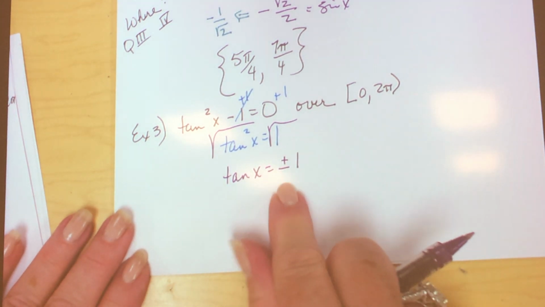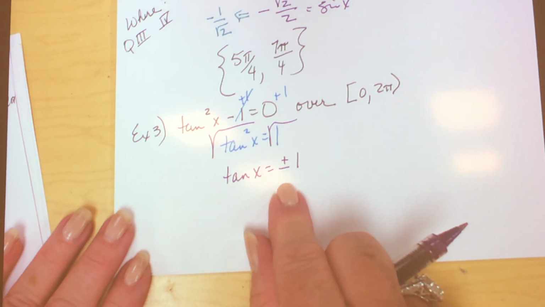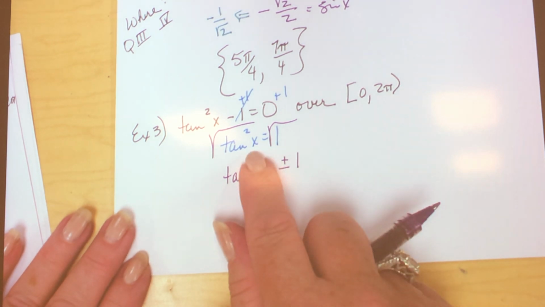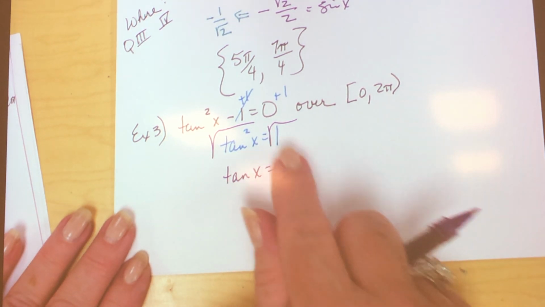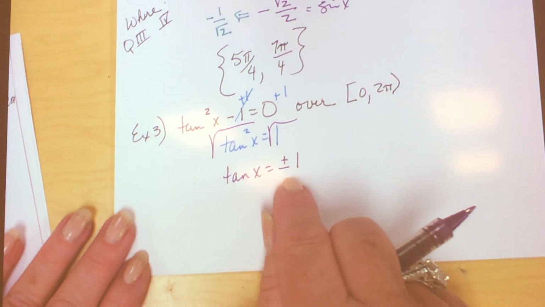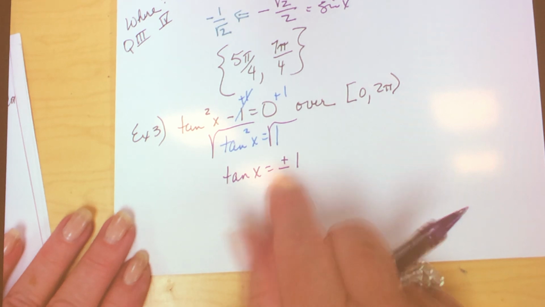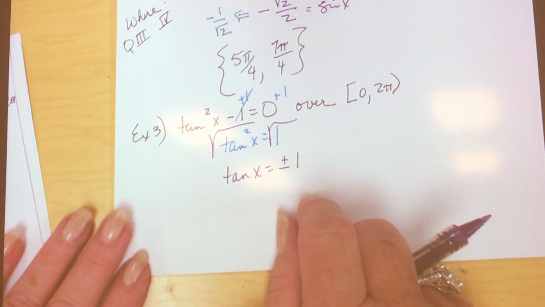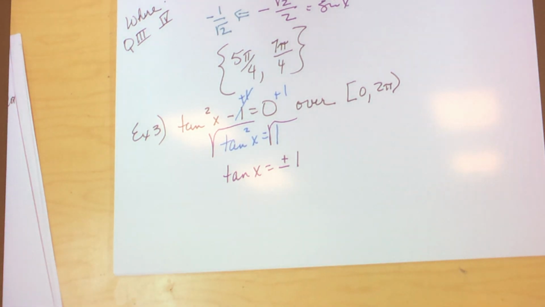So remember back in Algebra 2, when your teacher told you, if you're ever solving an equation and you take a square root, you must put the plus or minus. If you don't put the plus or minus, then you'll miss half of the answers. Oh, I remember that.